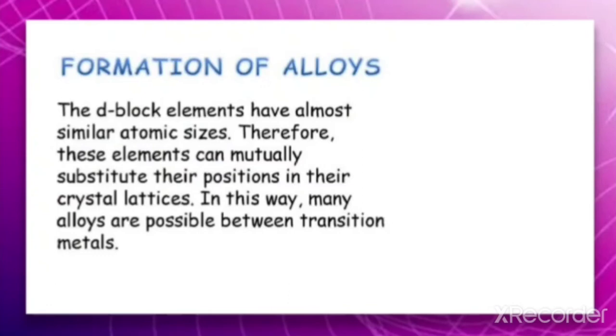Formation of alloys: the d-block elements have almost similar atomic sizes. Therefore, these elements can mutually substitute their positions in the crystal lattice. In this way, many alloys are possible between the transition metals. Because of the almost similar sizes, as we discussed in the atomic radii concept, they can easily substitute for each other in the crystal lattice. This results in the formation of alloys.